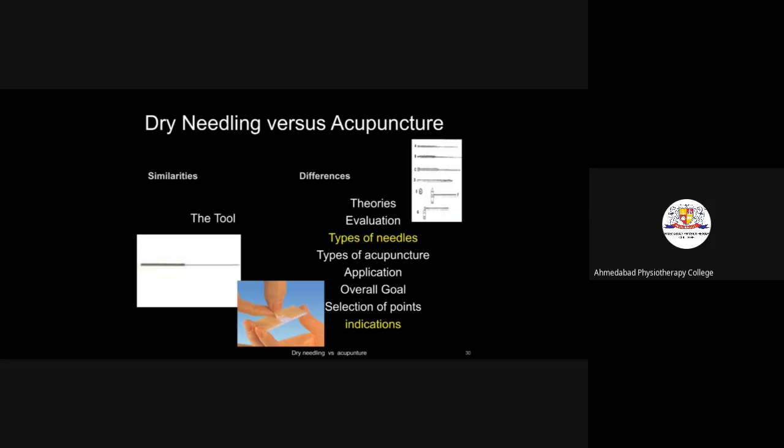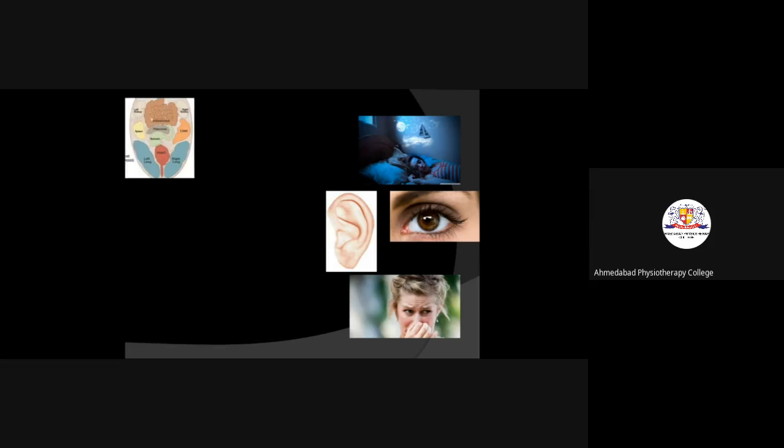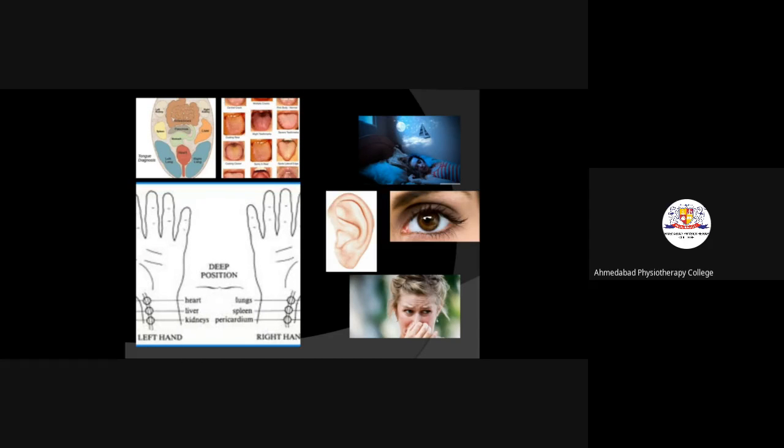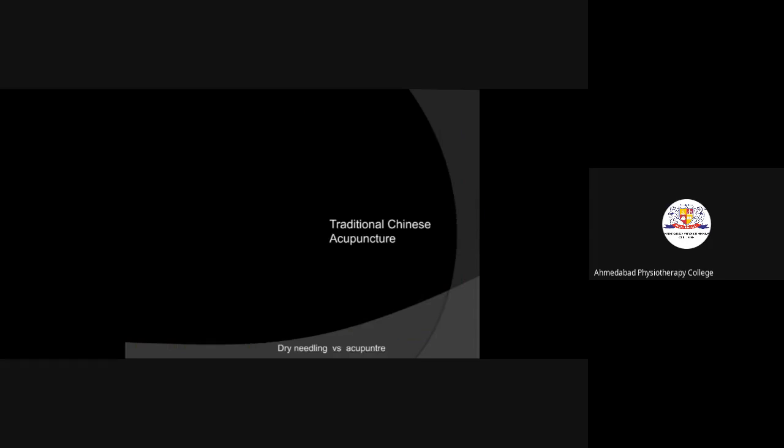There are many theories and evaluation methods available in acupuncture. You can see here, these are the theories of acupuncture. They take a history of dreams. They examine your ear, eye, nose, smell, tongue, etc. Whereas what we do is a general physical therapy assessment. What we do as physiotherapists, we do here to treat the trigger points. So there is a difference in evaluation.